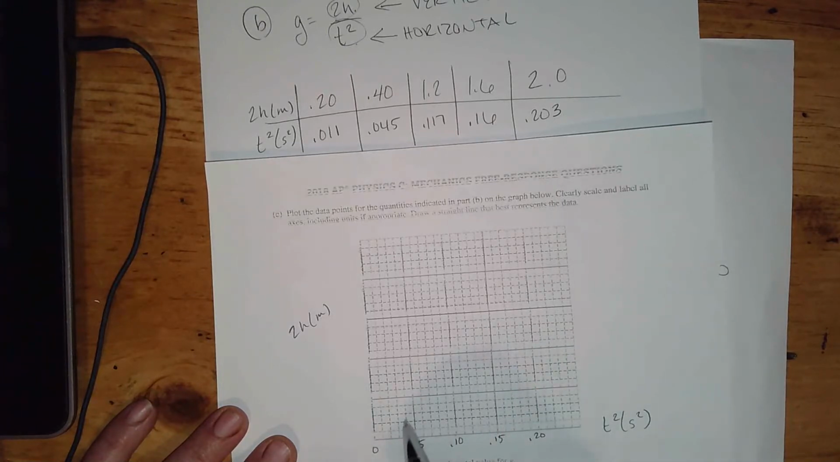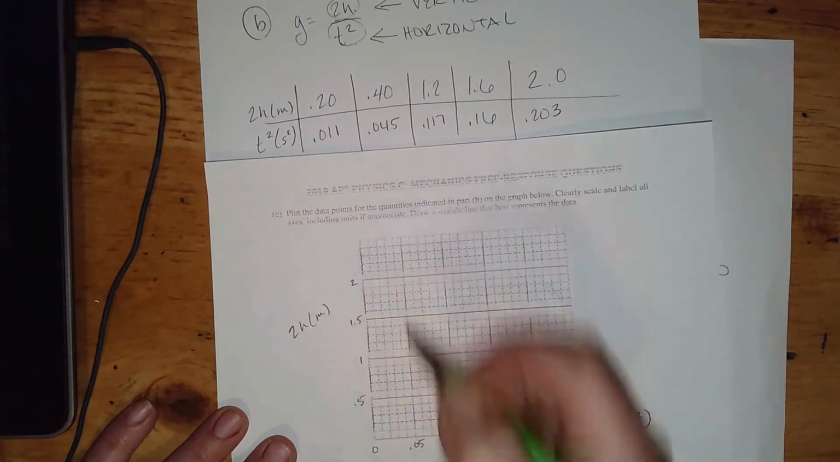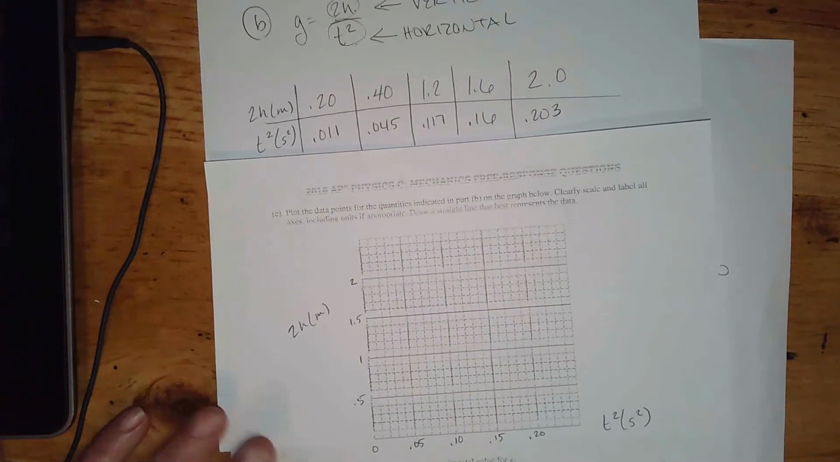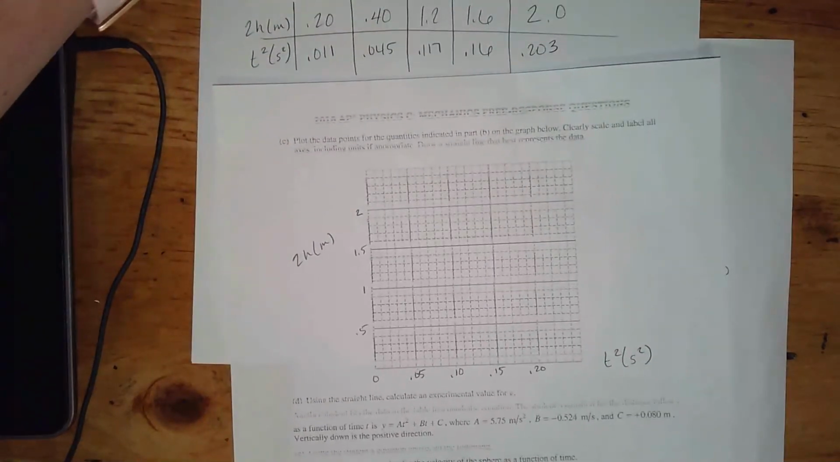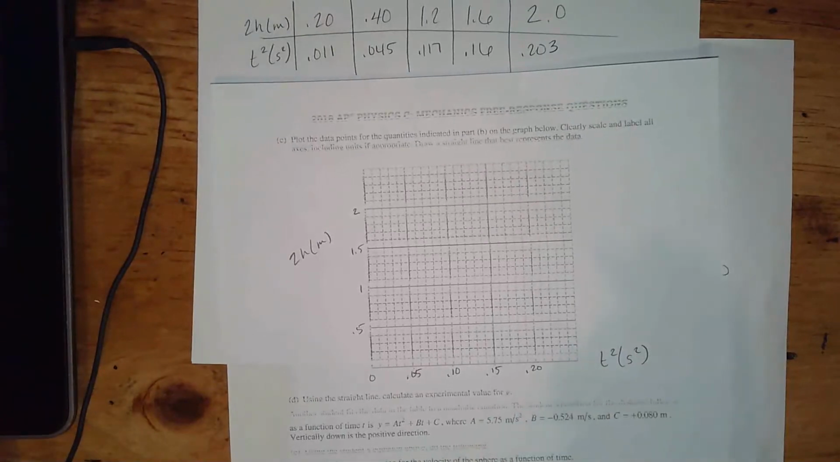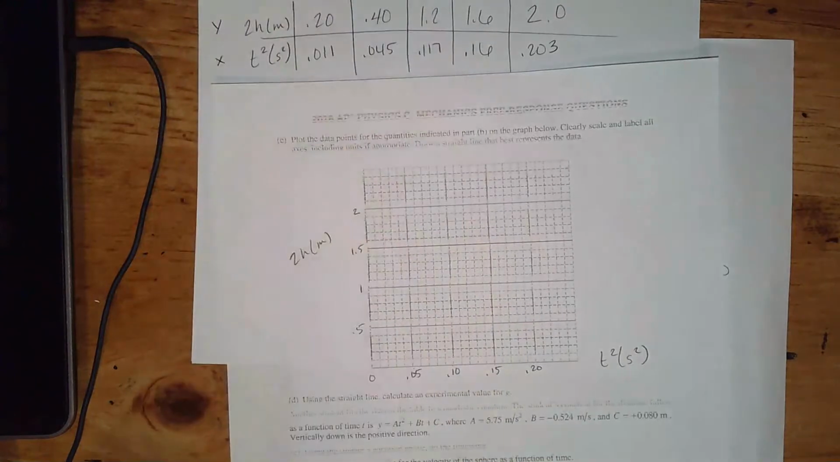Okay, now we're going up. 2h goes from 0 to 2, so how about 0.5, 1, 1.5, 2. All right, and so now let's plot these data points that I have. Let's see if I can get both of this on the screen. Okay, so remember this is my x and this is my y.